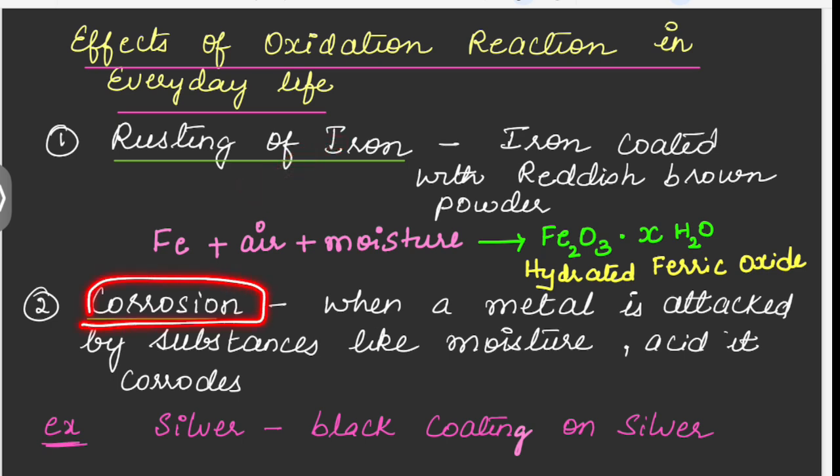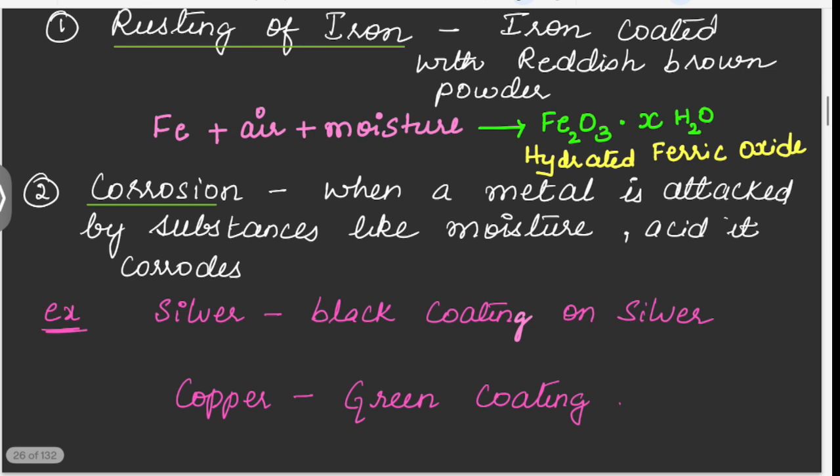The second effect is called corrosion. So what is corrosion? When a metal is attacked by substances like moisture or acid, it corrodes. Corrodes means on the outer layer a black color coating, or a green color coating, is formed on the metal. That is called corrosion.